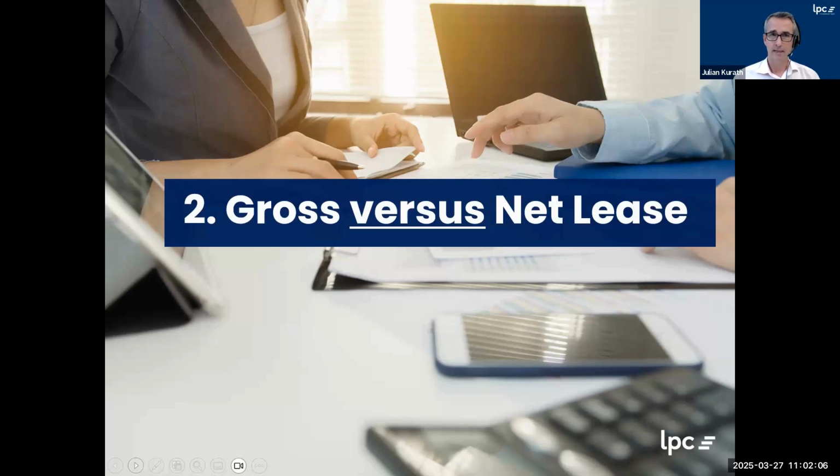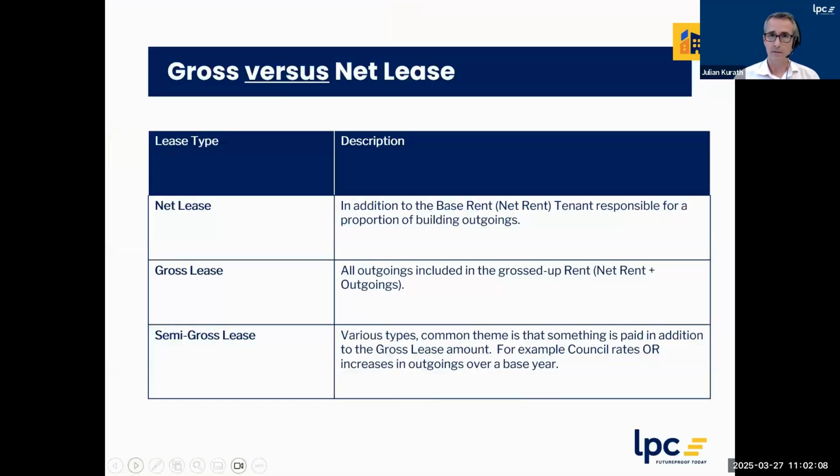So gross versus the net lease. To better understand outgoings specific to a lease, we need to first understand what type of lease it is. This table very briefly summarises the key differences between the key lease types, starting with net lease. In addition to the base rent, which is the net rent, the tenant is responsible for a proportion of building outgoings. The gross lease, which is where all outgoings are included in the grossed up rent. So they package up the net rent and the outgoings into one package.